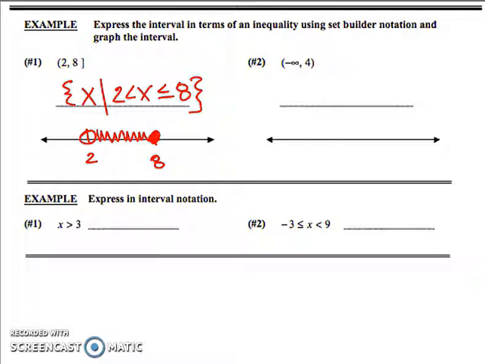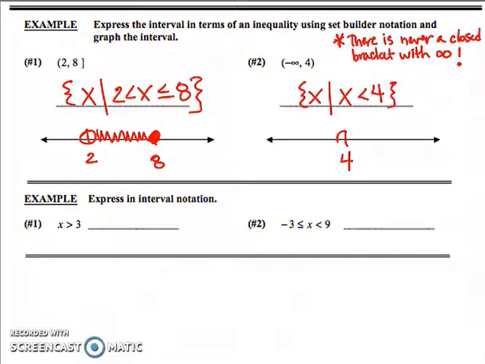If we were going to write this in set-builder notation, we would say all values of x such that x is less than 4. Remember, not including 4, so we can't say less than or equal to because we have that round bracket. If we're going to graph this, we just need a 4 on our number line with an open circle on that 4. We go all the way to negative infinity, so we just shade all the way to the arrow, and that shading goes on forever.